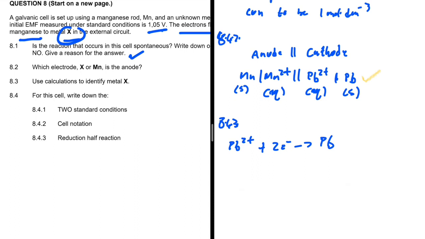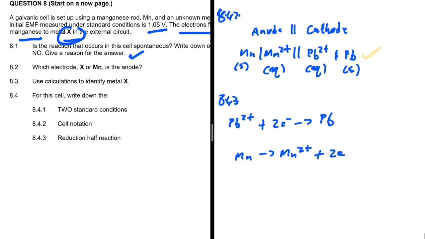And then if the question was looking for the oxidation reaction, we would have Mn giving off 2 electrons to become Mn to the 2 plus. And then we can combine these two into the overall cell reaction, right? To get Mn plus Pb to the 2 plus, giving us Mn to the 2 plus plus Pb. This will be the overall cell reaction.